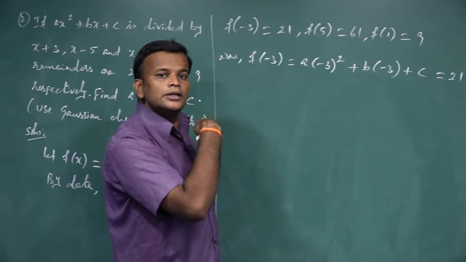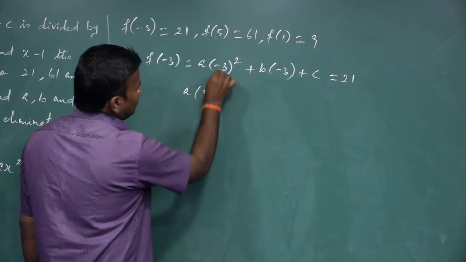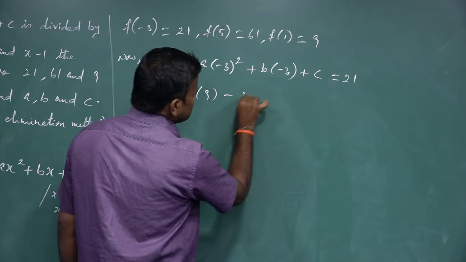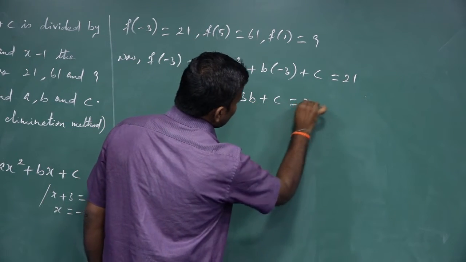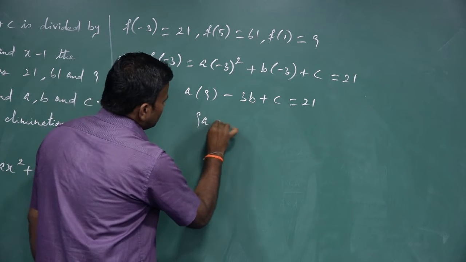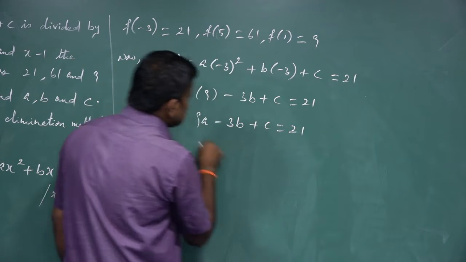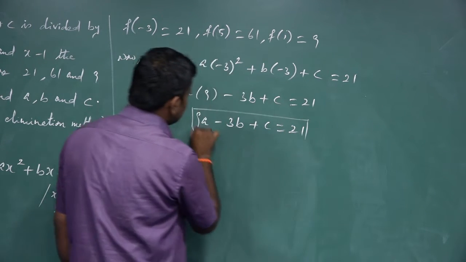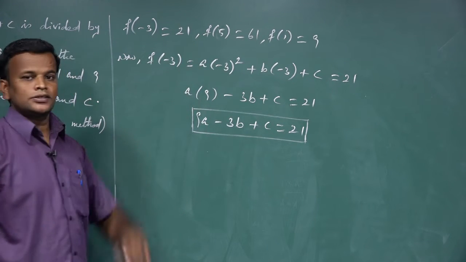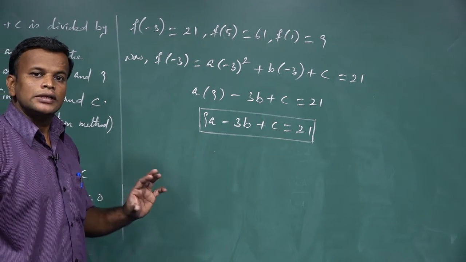I will take only the needed terms, so I leave f of minus 3. So a of minus 3 the whole square is 9a. Plus and minus is minus 3b, plus c is equal to 21. So we write 9a minus 3b plus c is equal to 21. So now we have formed the first equation in the system of equations. Now we take the second one.